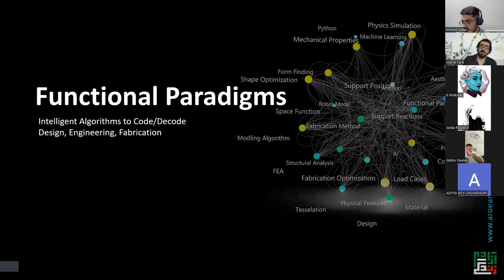These are the things we as architects and designers, unfortunately, have to deal with all of them in this world: mechanical properties, machine learning, physics simulation, coding, aesthetic style, support position. Where can I achieve a minimum amount of material when I design something? There are so many factors. That doesn't mean everyone should know all of them, but everyone should know about them in general to work in a team. So when we call them functional paradigms, this relates to a bunch of endeavors to make a better connectivity between parameters from different factors.